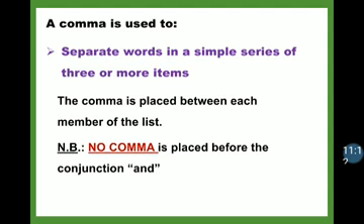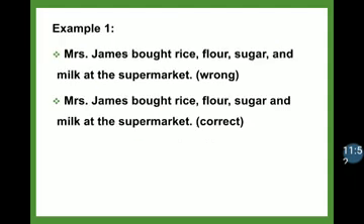So, a comma is used, first thing, to separate words in a simple series of 3 or more items. The comma is placed between each member of the list. As I mentioned to you, importantly, no comma is placed before the conjunction and. So let's explore this example.